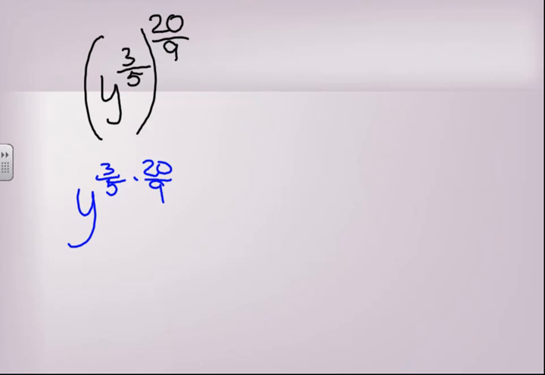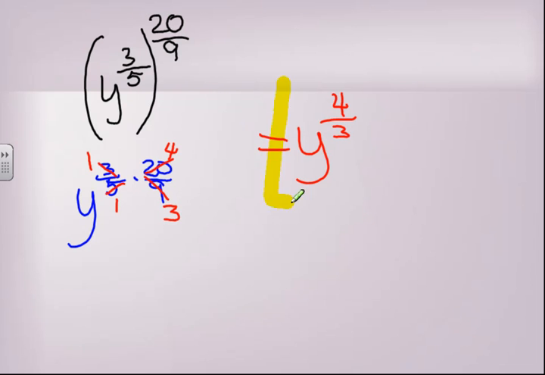I realize if I take a 5 out of there, it comes once. Take a 5 out of there, it comes 4 times. If I take a 3 out of there, it comes once. If I take a 3 out of there, it comes 3 times. So I end up with 1 times 4 gives me 4 on the top. 1 times 3 gives me 3 on the bottom. So my end answer is y to the power of 4/3.